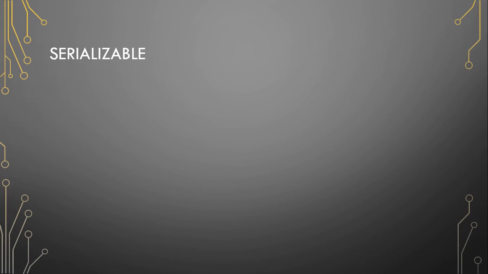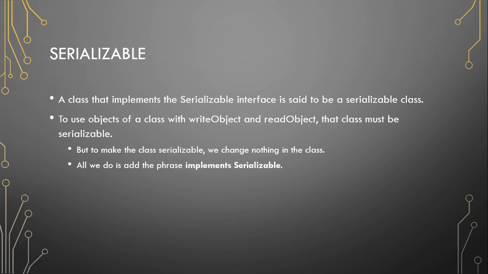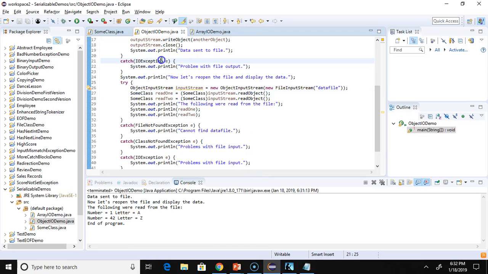All right, let's talk a little bit about the serializable. So a class that implements the serializable interface is said to be a serializable class. To use objects of a class with write and read object, the class must be serializable. But in order to make the class serializable, we change nothing in the class. All we have to do is add the phrase implements serializable.